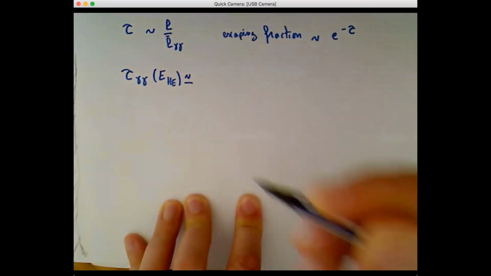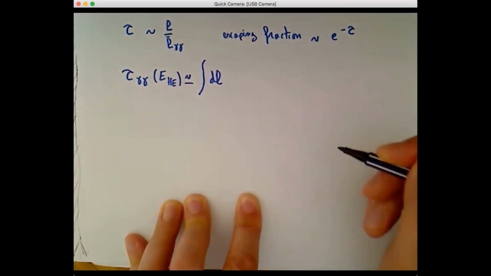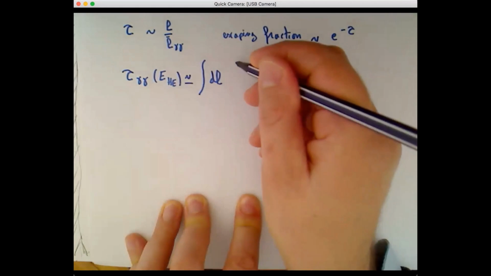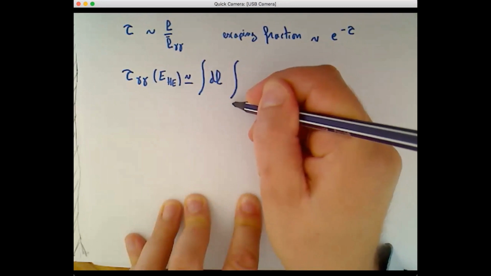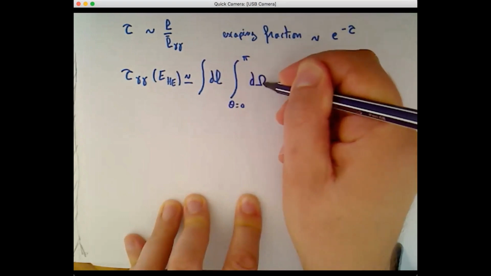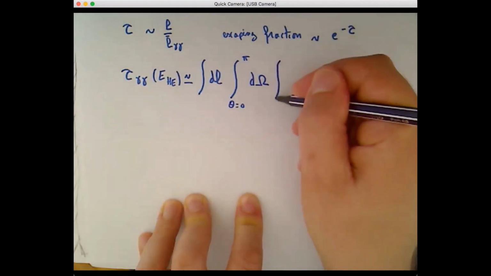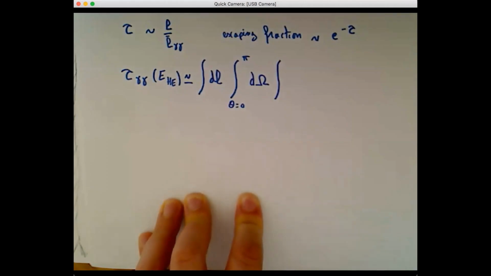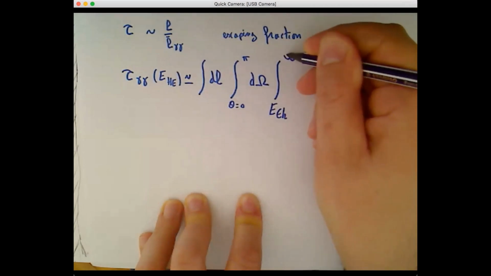So in this case, the optical depth will be an integral over the path of the photon within the source, times an integral over all possible interaction angles from 0 to pi. This is my solid angle associated to this interaction angle. Then I have to make an integral over the spectrum of the seed photons. So I have to be above the threshold of the reaction, and I can integrate up to infinity.